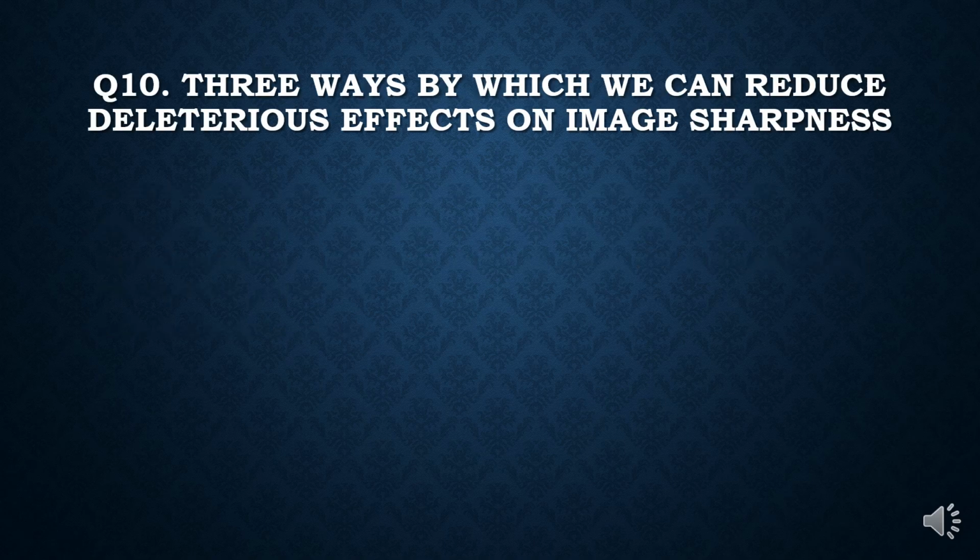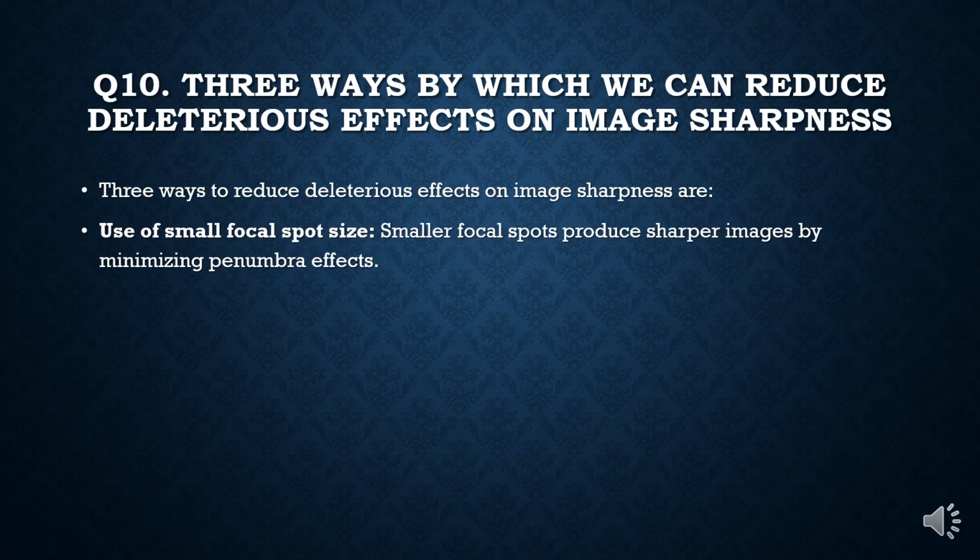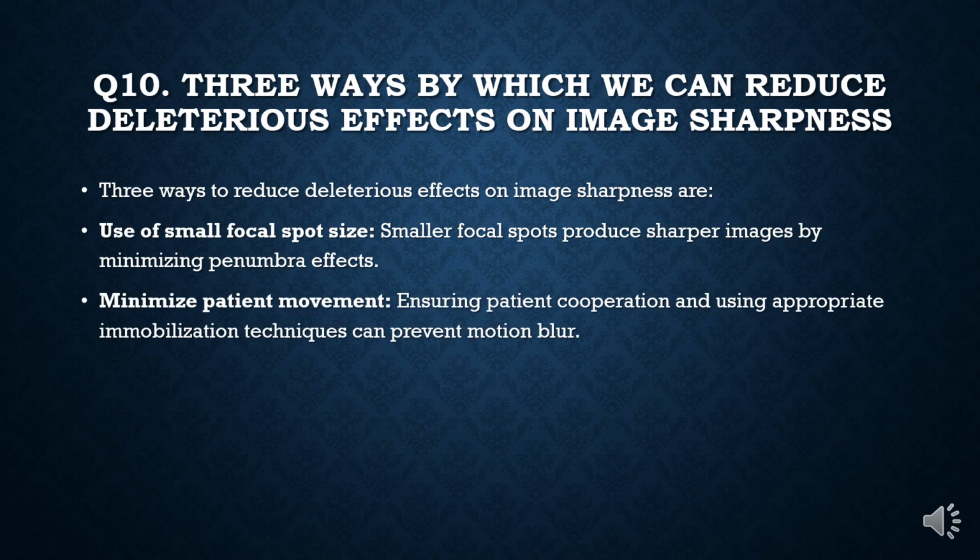Number 10 is 3 ways by which we can reduce deleterious effects on image sharpness. These are, first is use of small focal spot size. Smaller focal spots produce sharper images by minimizing penumbra effects. Next is minimize patient movement. Ensuring patient cooperation and using appropriate immobilization techniques can prevent motion blur.